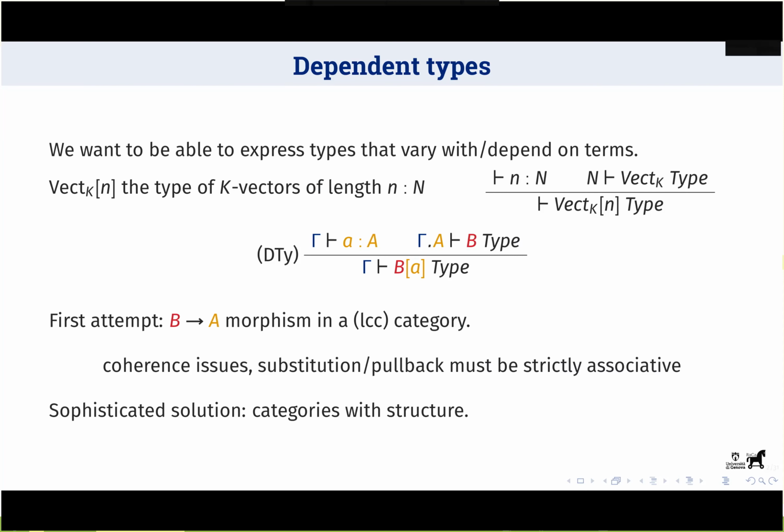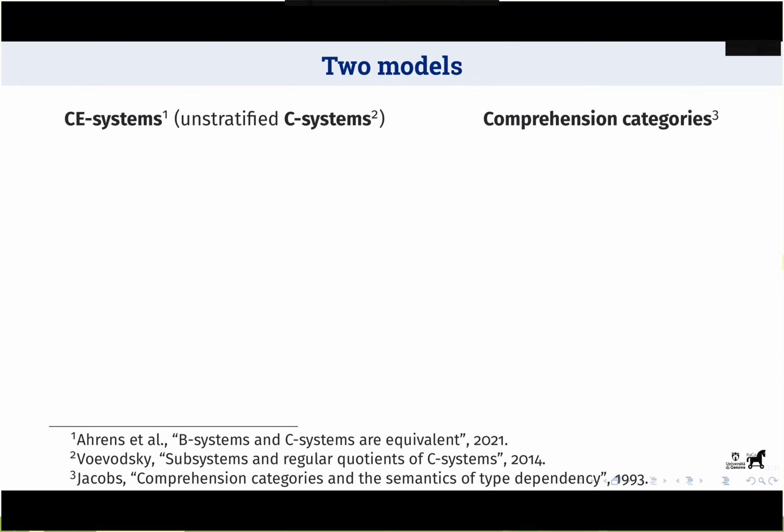So a more sophisticated solution, I'd say, is that you take a category and just put structure in it and see what you can do to interpret the dependent types. So I want to start today by looking at two models. One is very well known and popular, and the other one is pretty new, but I hope I'll convince you that those are also interesting in a second.